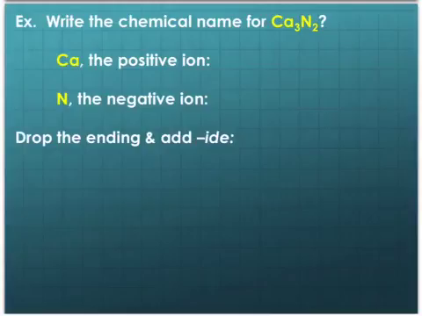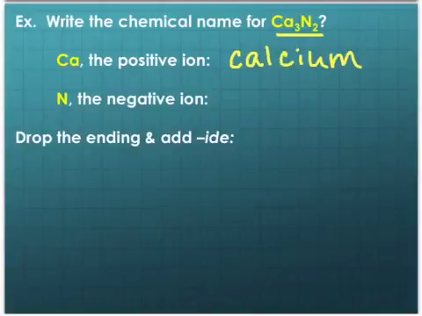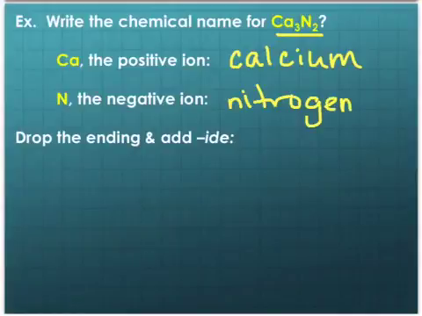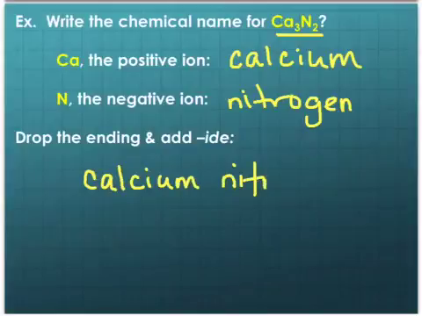Here's another example, Ca3N2. We're not going to worry about the 3 and 2 quite yet because you'll understand why they exist in a little bit. Let's look at the first positive ion. Ca, when you look on the periodic table, is calcium, and N is nitrogen. When we change the ending of nitrogen, this ionic compound is called calcium nitride.